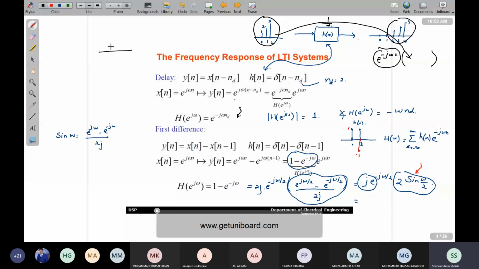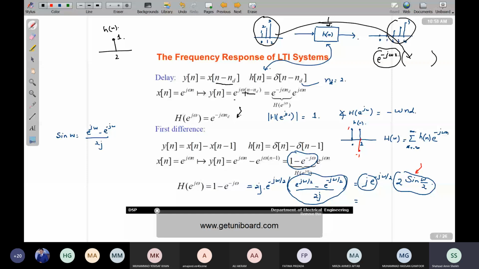What kind of thing is it? It is this kind of thing. So at 2, that's the impulse response of the system if nd is equal to 2. And if you are interested in knowing the frequency response of the system, one way is to make x of n exponential j omega n. So what you are doing, y of n will be equal to exponential j omega n minus nd. You have replaced n minus nd, and this is equal to what?